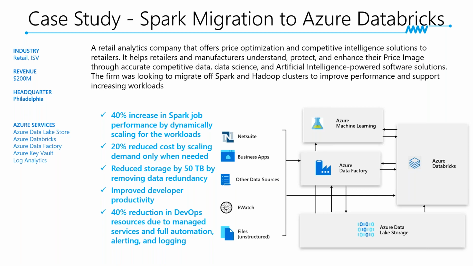Databricks is also running a Spark engine inside it. So just by moving their existing Spark jobs into Databricks, they saw a 40% increase in the performance of their existing workloads, and their cost went down 20%. They were also able to reduce a lot of data redundancy and save cost on the storage, as well as improve the data developers' productivity overall. So that's the benefit this retailer saw moving their workloads to the cloud and working with Motifworks.